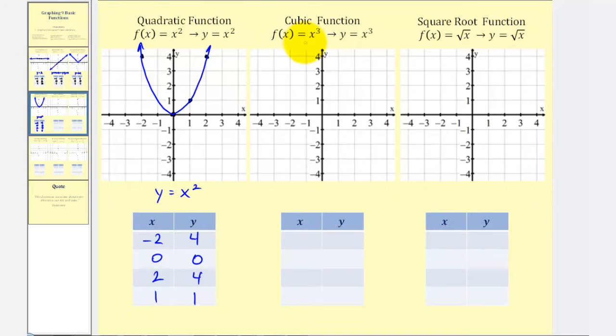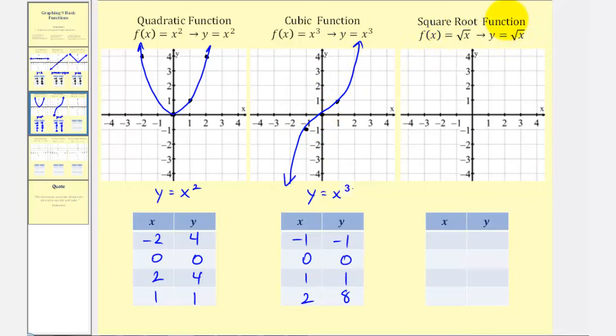Next, we have f of x equals x cubed, or the cubic function, y equals x cubed. So let's use -1, 0, and 1. -1 cubed is -1, 0 cubed is 0, 1 cubed is 1. So the function passes through this point, and this point. But we should recognize that because it's cubic, it will curve. Notice if x was positive 2, 2 cubed would be 8. The next point would be off the screen, but our graph would look something like this.